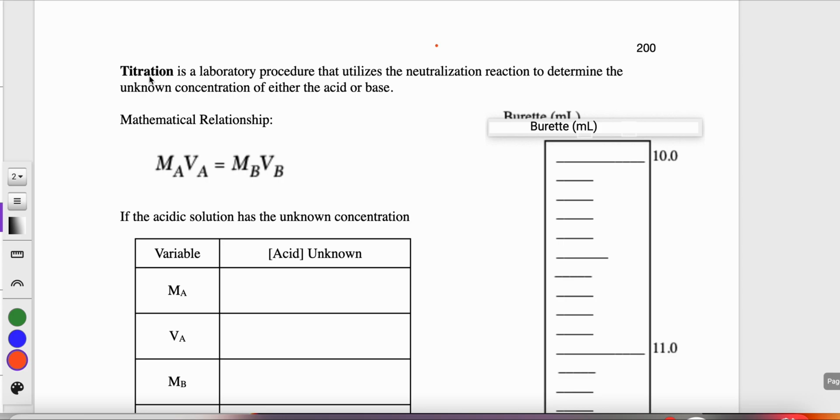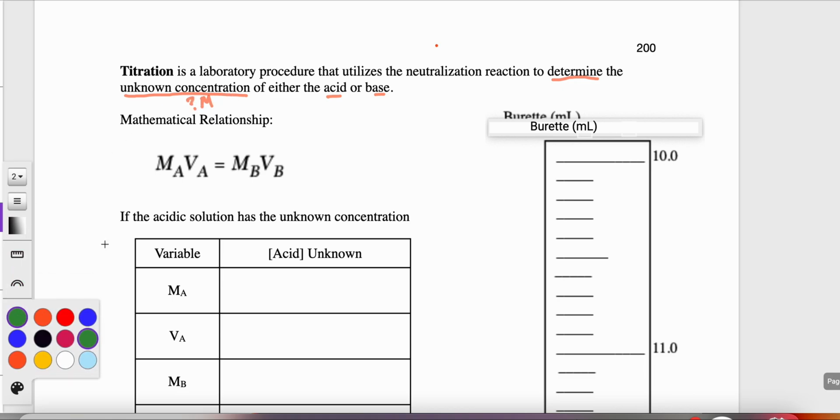A lab procedure that is referred to as titration. This lab procedure's purpose is to determine the concentration of either an acid or a base. So we know that the material is an acid or base because we can test it with a litmus paper, but to know its specific concentration, its molarity, that is unknown.